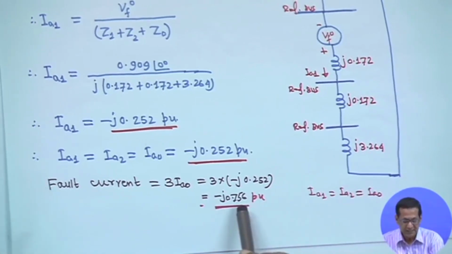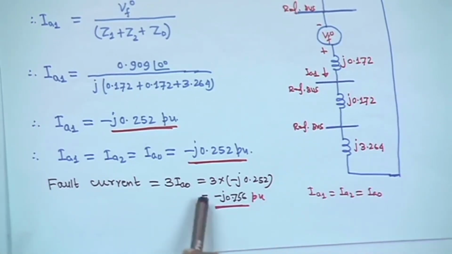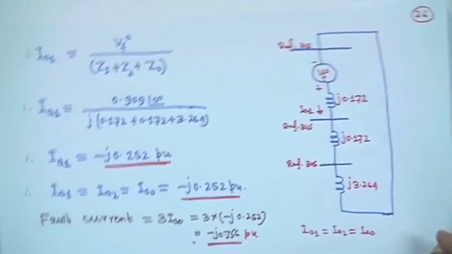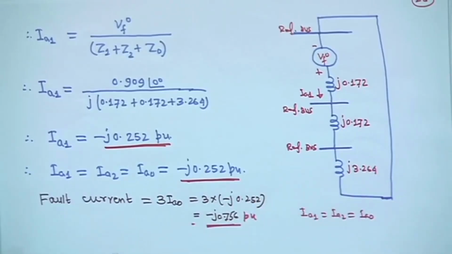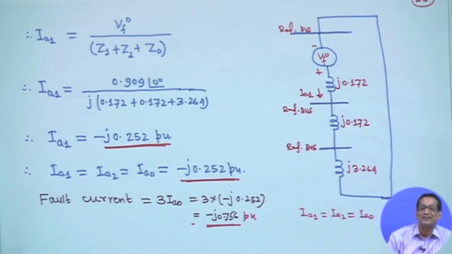This way you have to solve the positive sequence, negative sequence and 0 sequence networks. You have to understand how and where the fault has occurred, and accordingly see how all parameters are computed correctly. Then you can easily solve for the fault current.